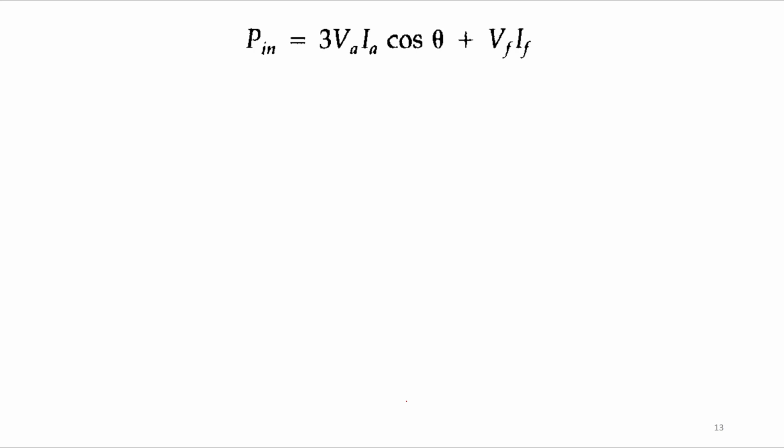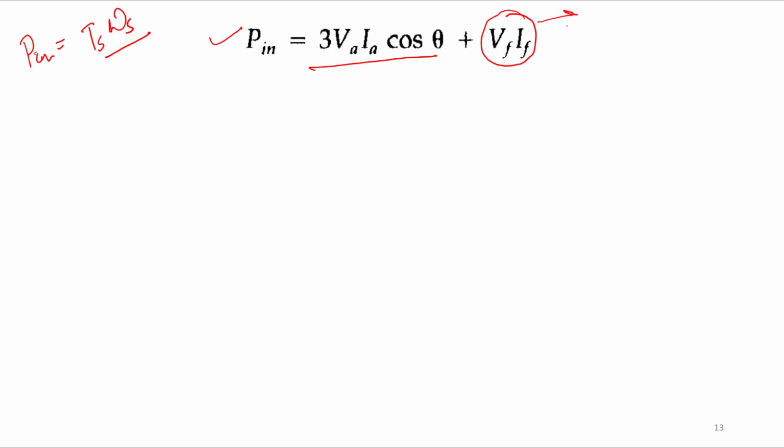Now we'll see the power relation. As we have seen in the case of the synchronous generator, the power input is T_S omega_S, right? So here P_in is the supply voltage and current, that is 3 V_A I_A cos theta, the input power. And of course we have an auxiliary supply to the field, which is V_F I_F. Therefore the net input to the motor is 3 V_A I_A cos theta plus V_F I_F.